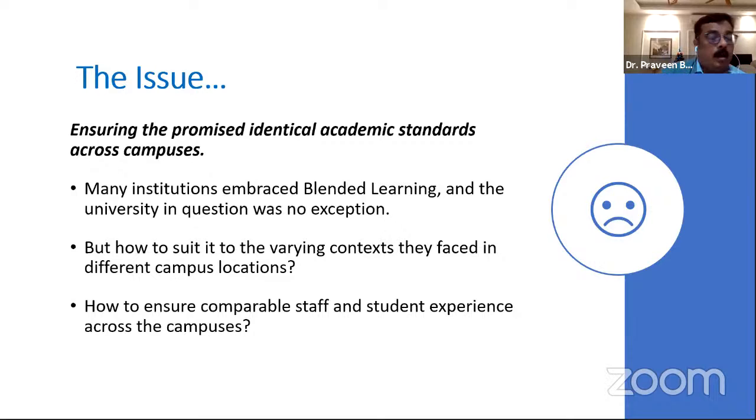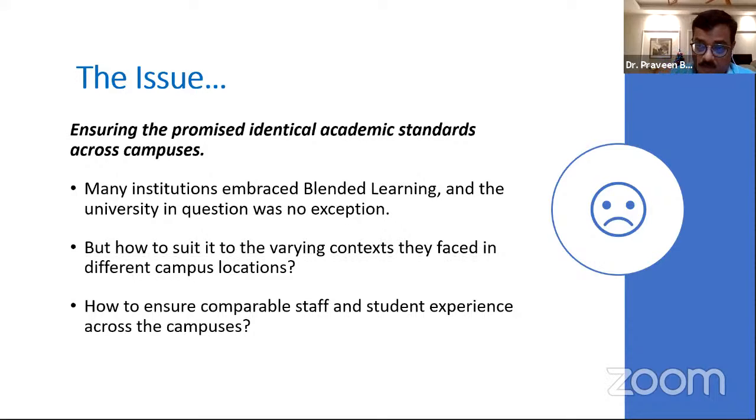The government permitted us to reopen the campus. So you see the situation: the students in Dubai campus as well as the UK campus are not benefiting from face-to-face interaction, which all the students love. But in Malaysia, they were offered that. So there is a discrepancy in the student experience, which we have promised the students. So how to ensure comparable staff and student experience in these types of situations?